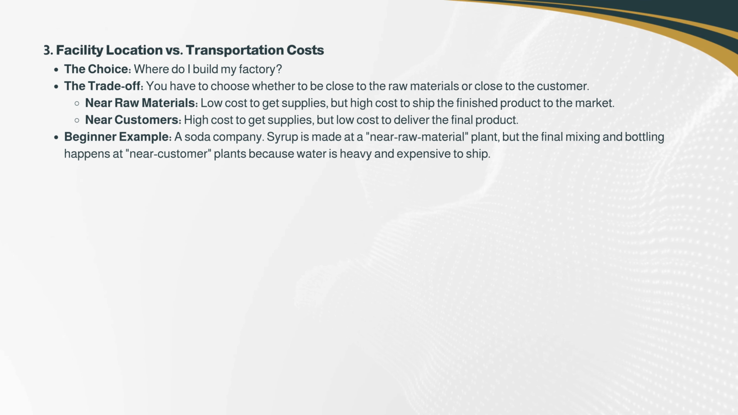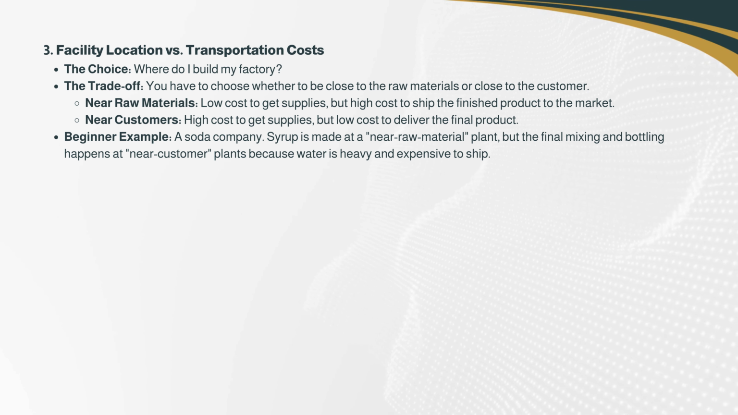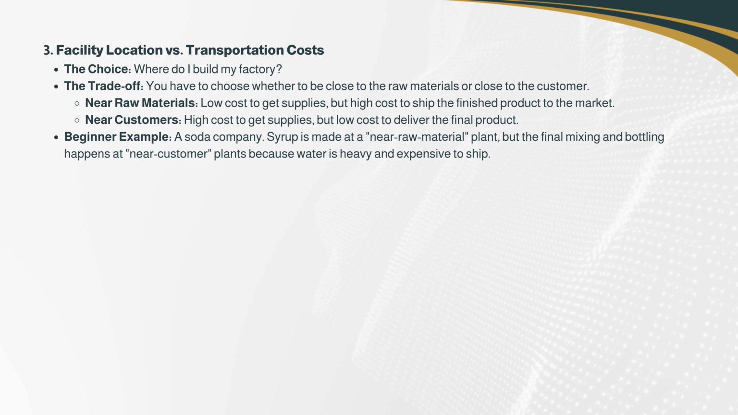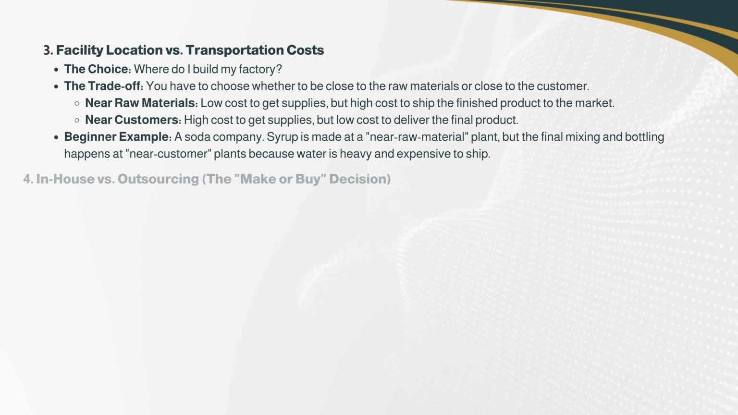Beginner example. A soda company. Syrup is made at a near-raw-material plant, but the final mixing and bottling happens at near-customer plants because water is heavy and expensive to ship.